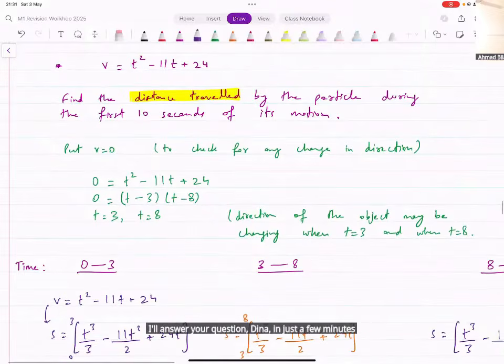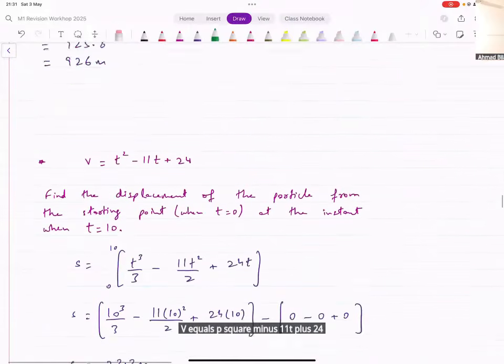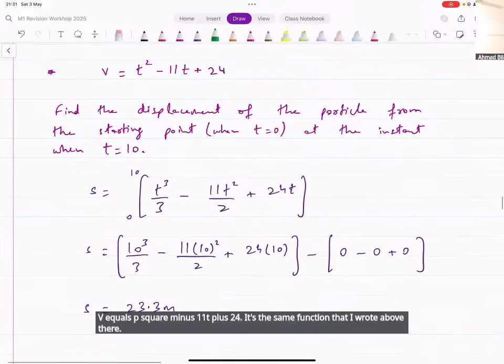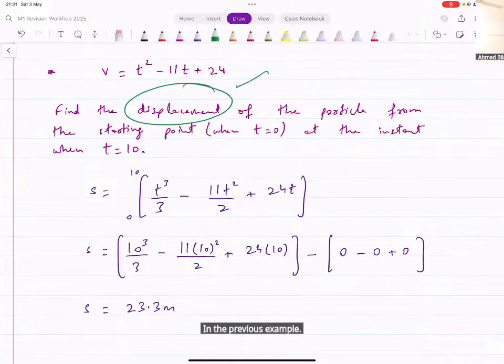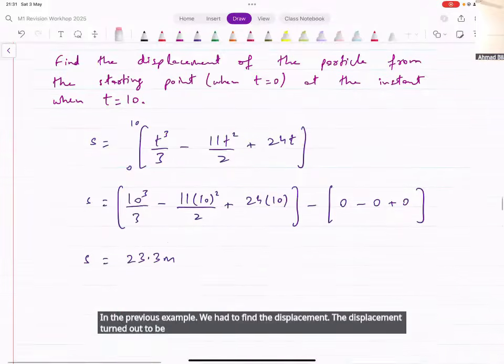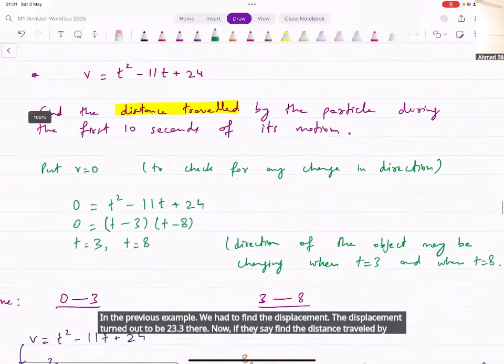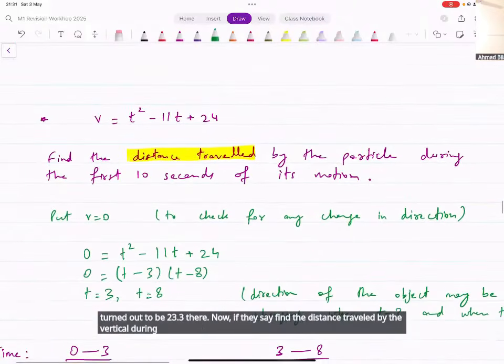It's coming. V equals t square minus 11t plus 24. It's the same function that I wrote above there. In the previous example, we had to find the displacement. The displacement turned out to be 23.3 there. Now, if they say find the distance traveled by the particle during the first 10 seconds of its motion, distance traveled during the first 10 seconds, how do you find this?